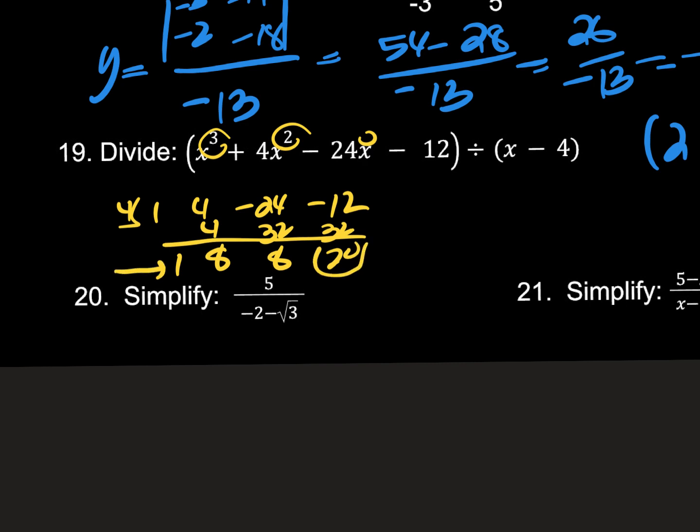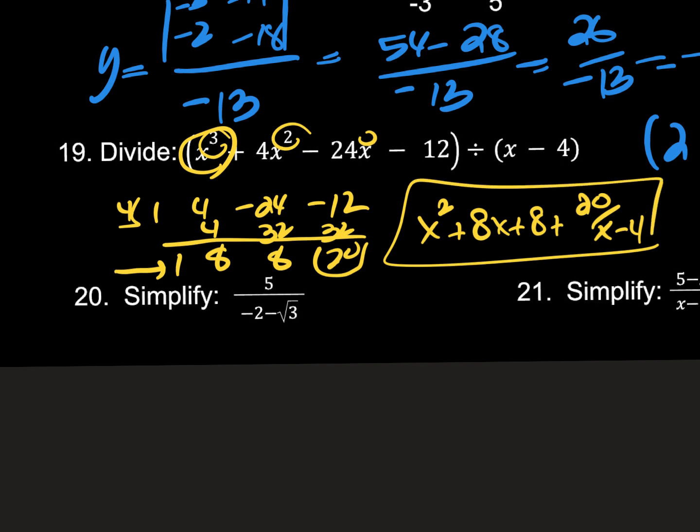These numbers down here represent the coefficients of your quotient or your answer. So I'm going to put 1x squared. Remember also your answer starts 1 degree less than where we started. We started with x cubed. The answer begins with x squared. So I'm going x squared plus 8x plus 8. And then I'm going 20 over what we started with, which is x minus 4. And there's that one. Let's see, that was 19. Looks like the next one is 22.